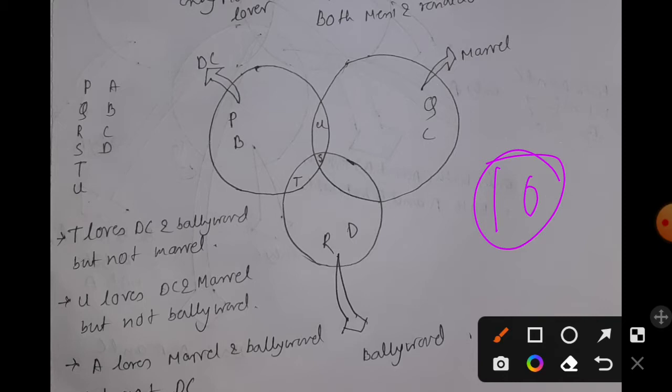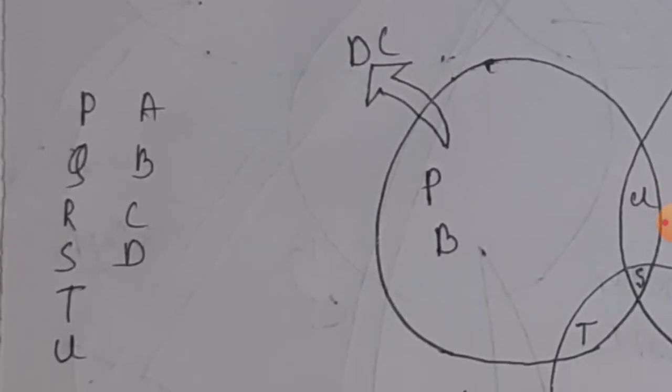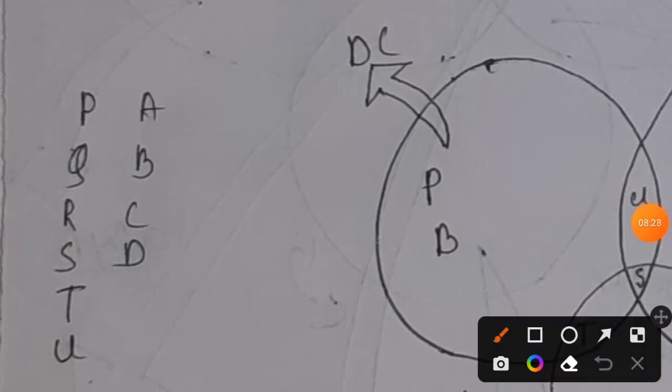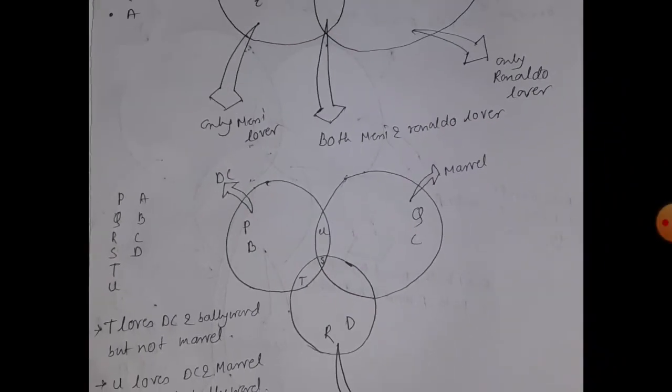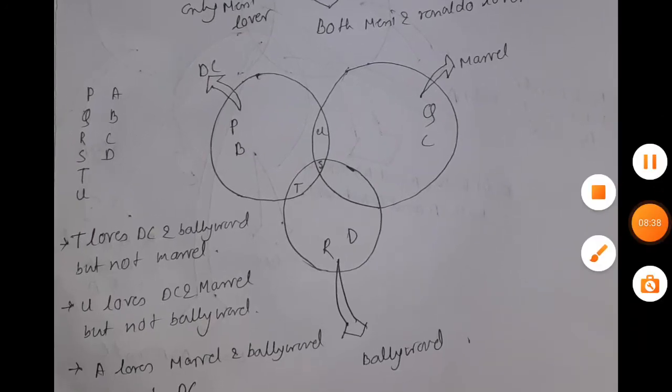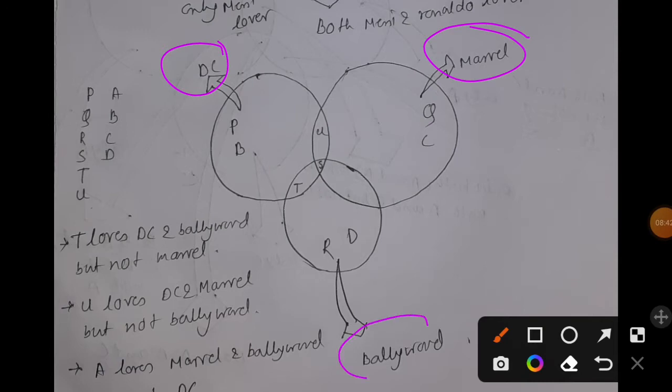Okay, so I first ask P which films he likes to watch. He said that he likes DC. So try to understand that here I have given you three conditions: DC, Marvel, Bollywood. That means there will be three circles, that is clear.